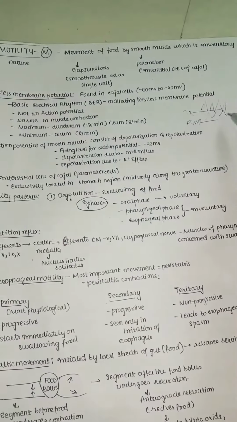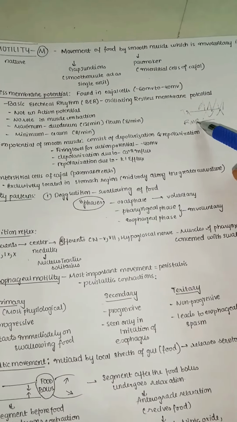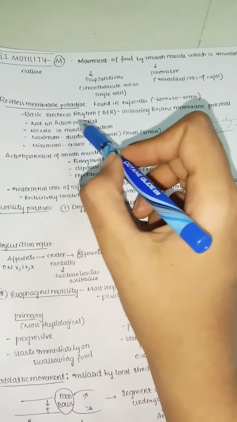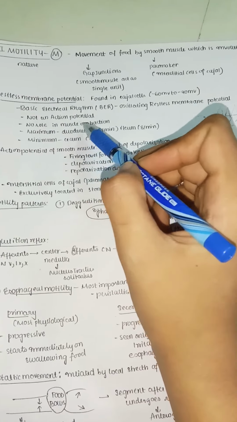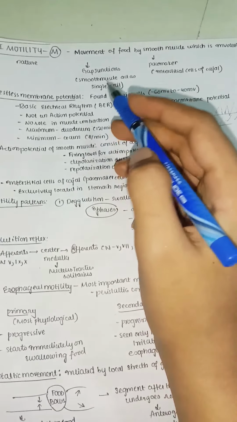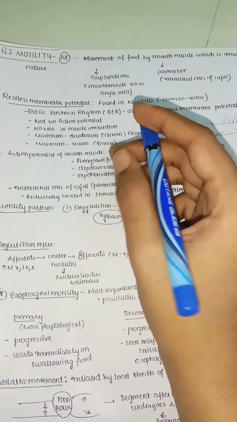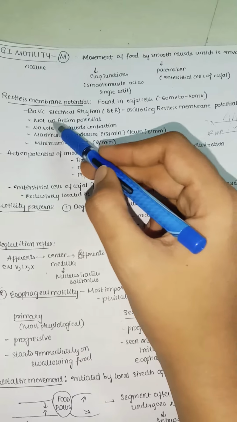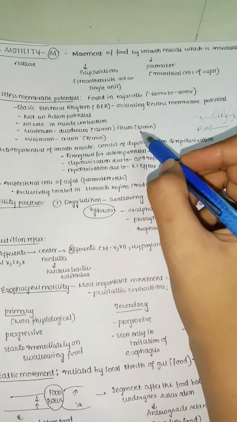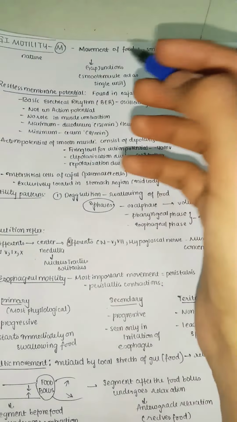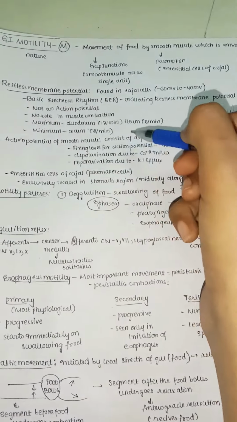So as I said, these are just between the resting membrane potential and threshold. They are not true action potentials, and as they are not true action potentials, they also don't have any role in muscle contraction. The maximum frequency of these basic electrical rhythms is seen in the duodenum, which is 12 per minute, and in the ileum it is 8 per minute, whereas the minimum is seen in the cecum, that is 2 per minute.